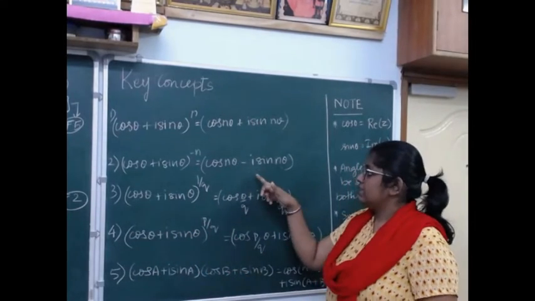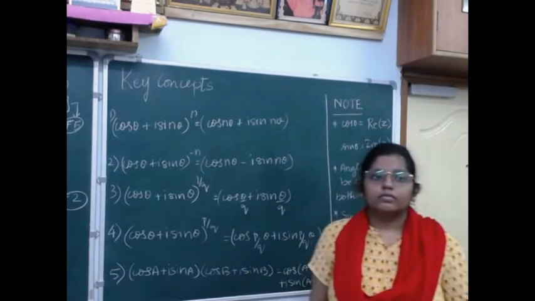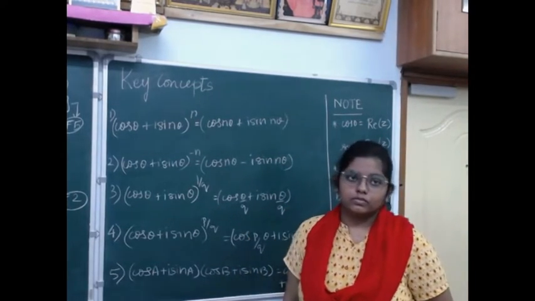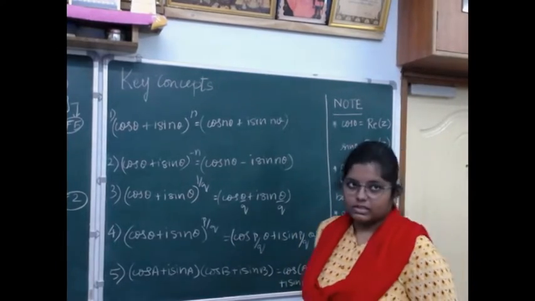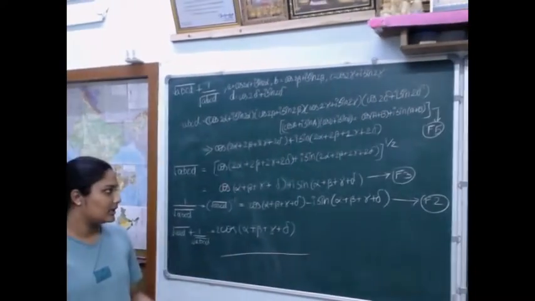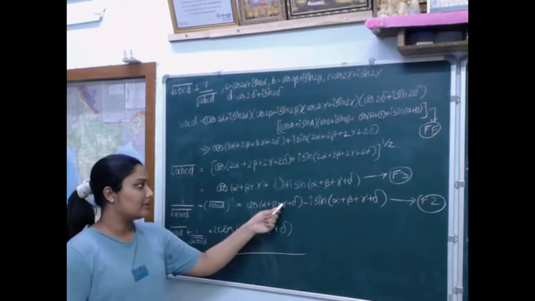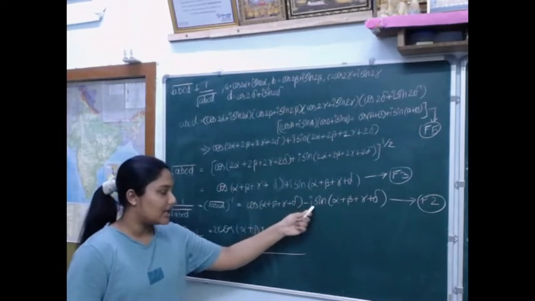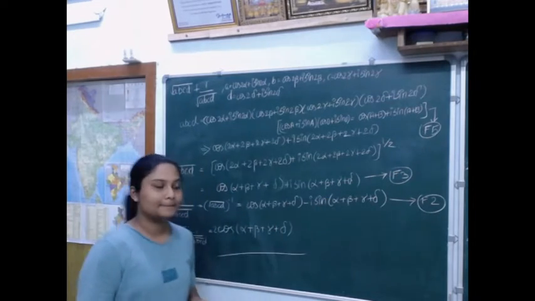So cos nθ minus i sin nθ is the formula for that. If it is a negative integer in the power, then it becomes the conjugate of the previous complex number, because these two are complex conjugates. And the resultant of that will be cos of (α + β + γ + δ) minus i sin (α + β + γ + δ).